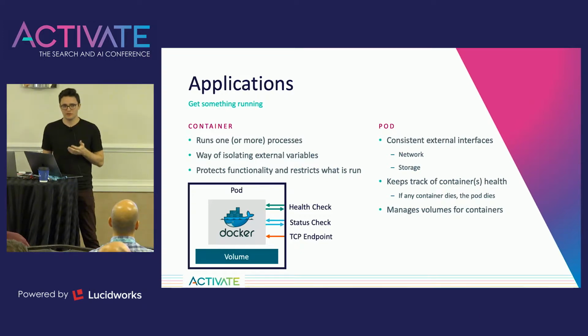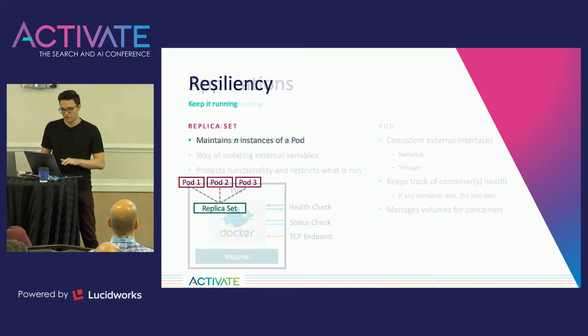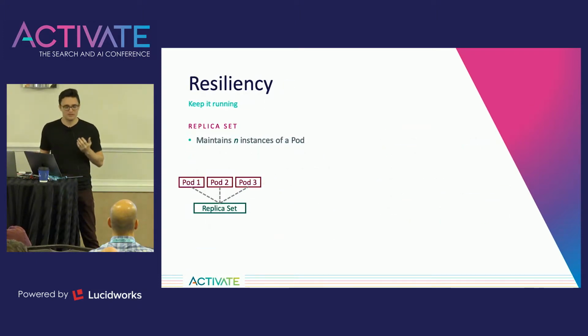But that's not really what we want, right? We want our Solr to be reliable. We want it to be running all the time because our clients are always hitting it. And so if Kubernetes is going to automatically kill this pod when something goes wrong, we want it to come back up, right? Well, obviously, Kubernetes comes with ways to do that. And the easiest way is just using a replica set.